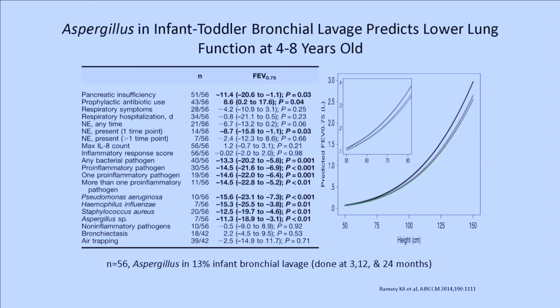Many things are collected, including bronchoalveolar lavage fluid for different studies, but also things like CAT scans and lung function, and then patients are followed over time. So this is a prospective long-term longitudinal study. And this particular one that I'm showing you is a list of risk factors for lower lung function in early school years, 4 to 8 years of age, in relation to what they found very early on in life.